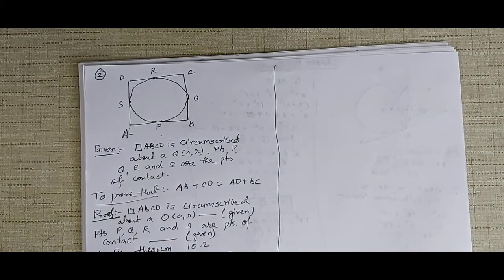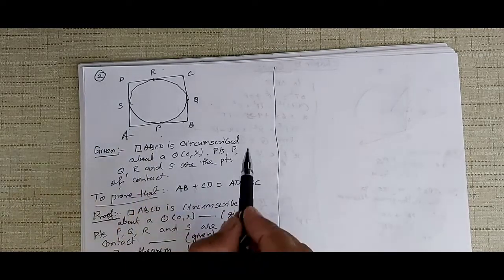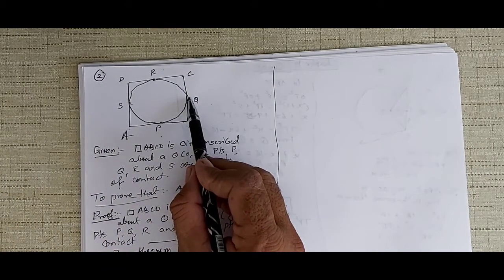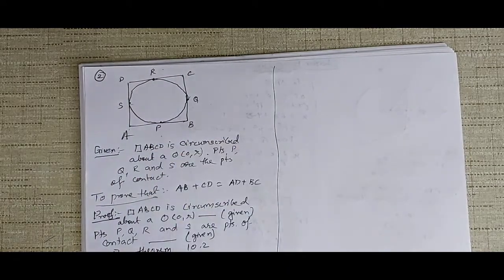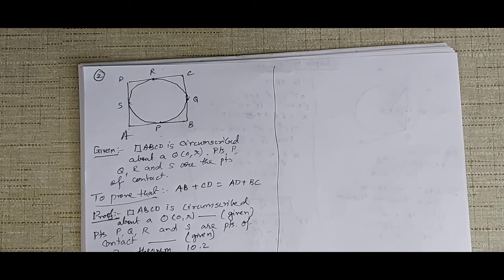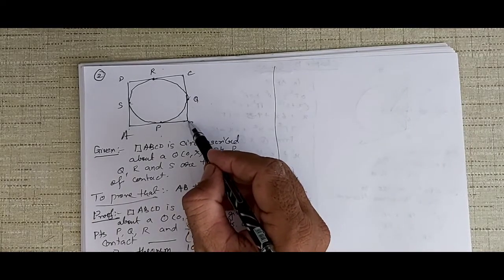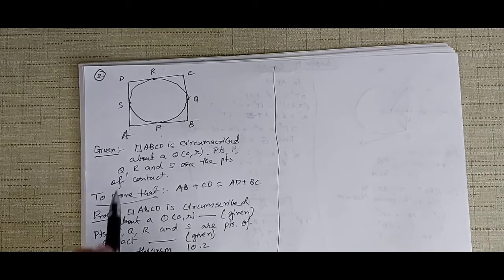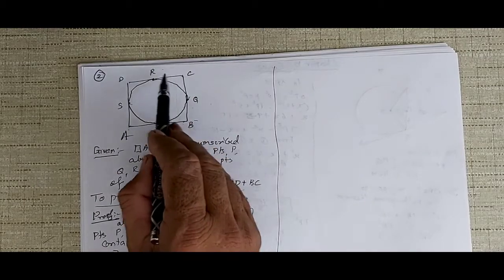On one hand we get AP and DS, and on the other side, for BC, the point of contact is Q. So CR is equal to CQ, result number 3. And also BP is equal to BQ, result number 4. I get 4 results: AP is equal to AS, DR is equal to DS, BP is equal to BQ, and CR is equal to CQ.